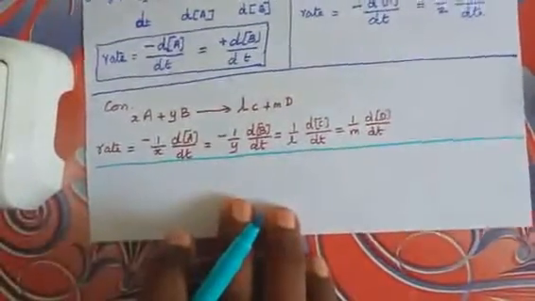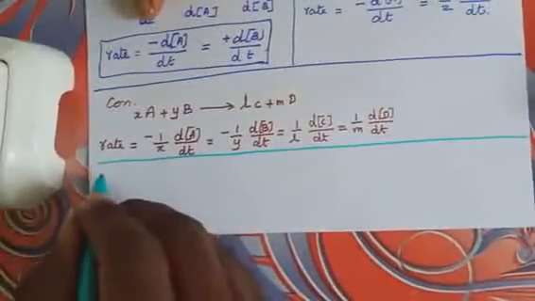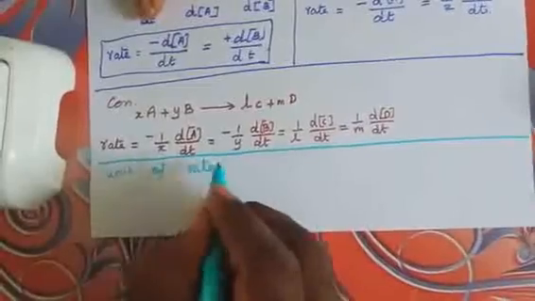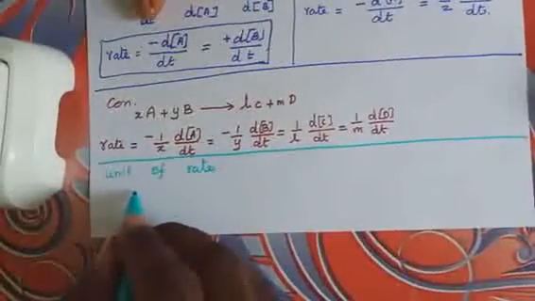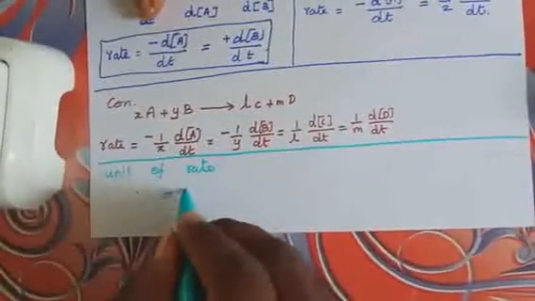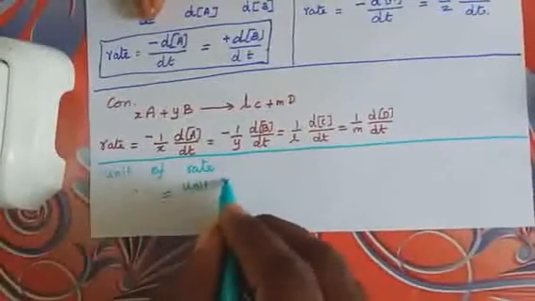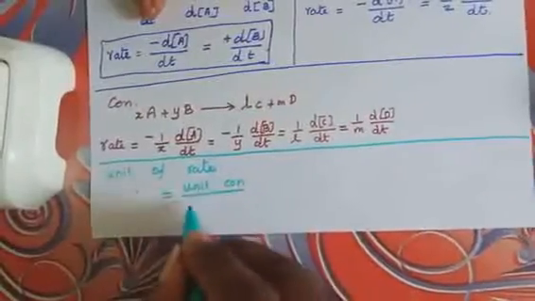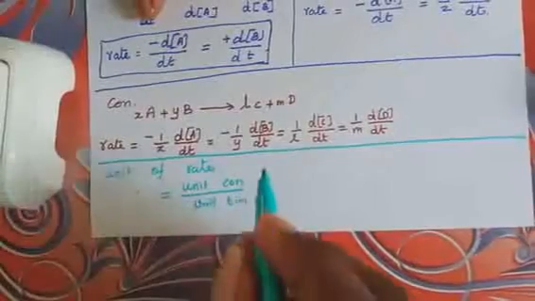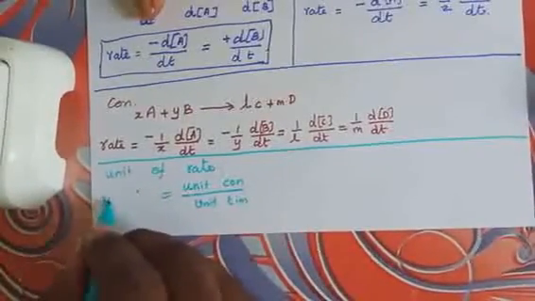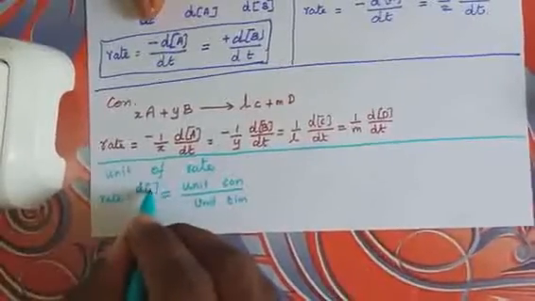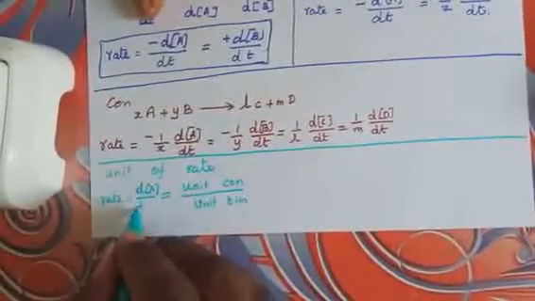Unit of chemical reaction. Unit of rate. The unit of rate can be expressed in terms of unit of concentration divided by unit of time, because rate can be defined as the changing concentration of any substance with respect to time t.